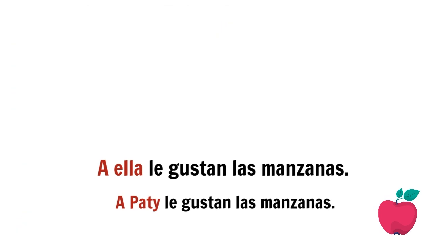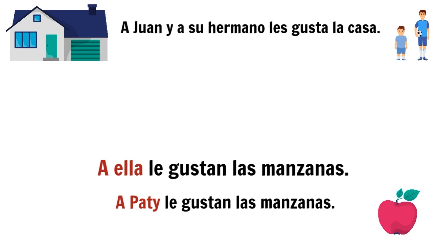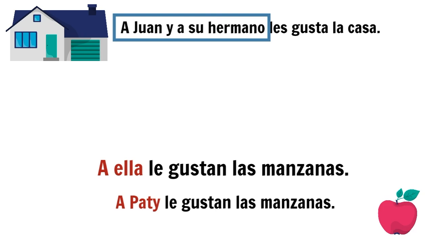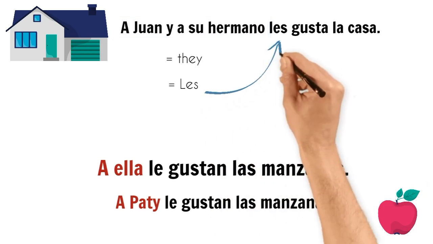Let's try a Juan y a su hermano les gusta la casa. Juan and his brother like the house. Notice how when you're given names, you have to pair those names with one of the indirect object pronouns from the chart and include it. To Juan and to his brother would be they, or to them is pleasing, which is why we picked les.